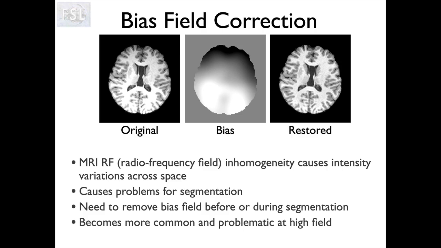Thankfully, the bias field is nice and smooth, whereas the anatomy can change from voxel to voxel. One voxel could be grey matter, the next one could be white matter. So those changes are much more sudden. The bias field changes are much slower as we go across the image. And that's the way that we can differentiate between the two. And that's what FAST does as well.